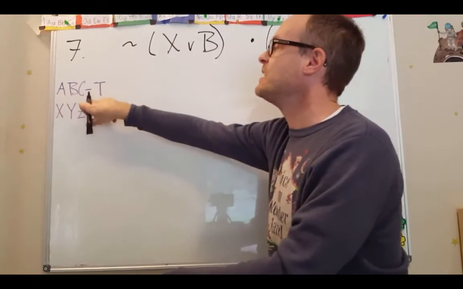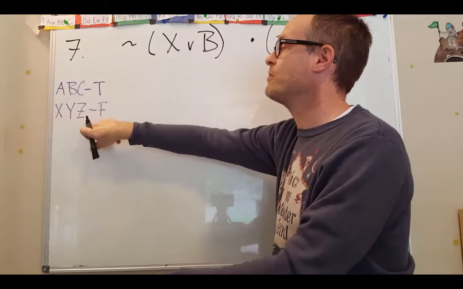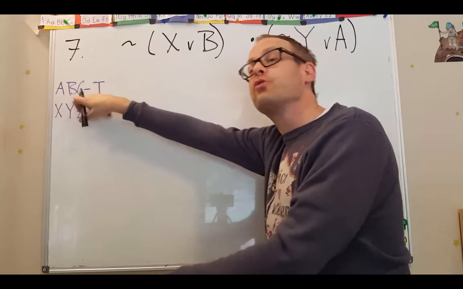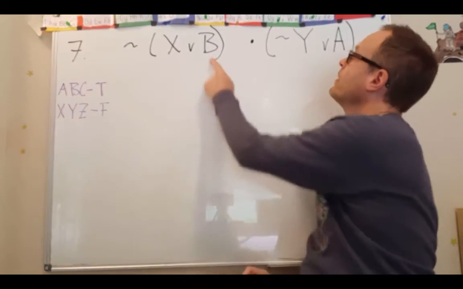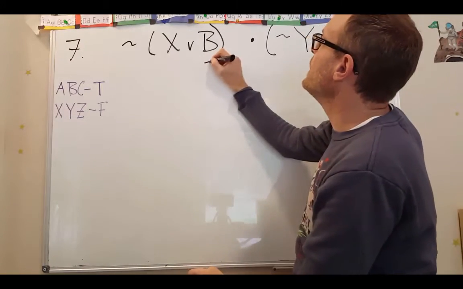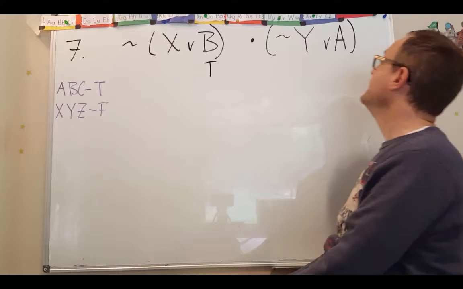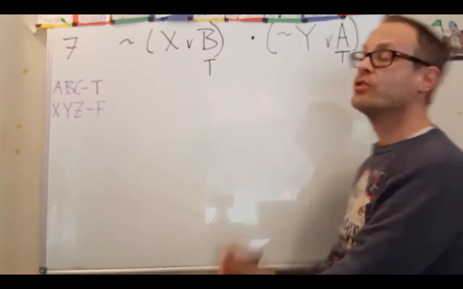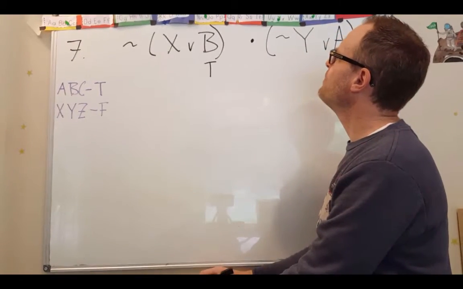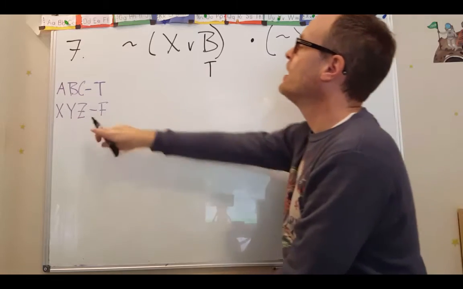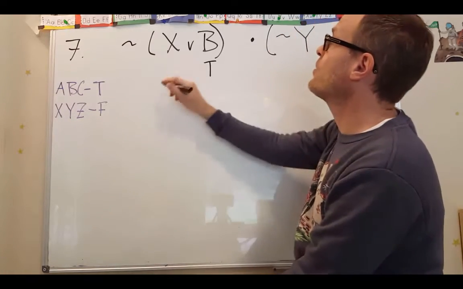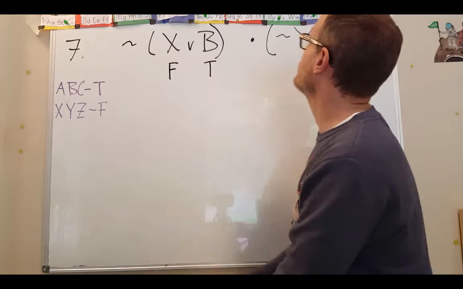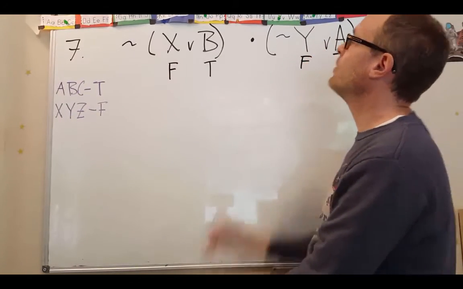Okay, so first things first. I know that A, B, and C are going to be true, and X, Y, and Z are going to be false. I'm going to fill in my trues first. So there's going to be a true, there's a B, so that one's true. And there's a B, that one's true. Now, next thing I'm going to do, I'm going to fill in my X, Y, Z's. So there's an X, that's going to be false. Here's a Y, that's going to be false.